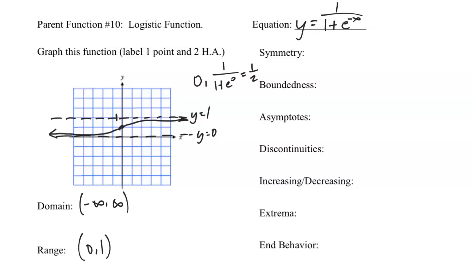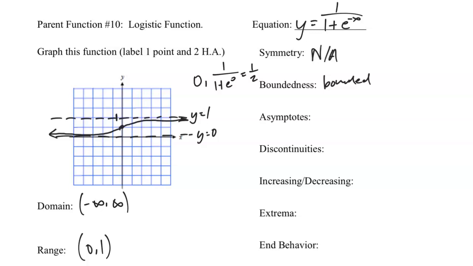Does it have any symmetry? Well, no, it doesn't. If it went through the origin, then it would, but it's not going through the origin, so it's not going to have any symmetry. Is it bounded? Yes, it is actually bounded in the true sense of the word, meaning it is bounded above and it is bounded below at the same time.